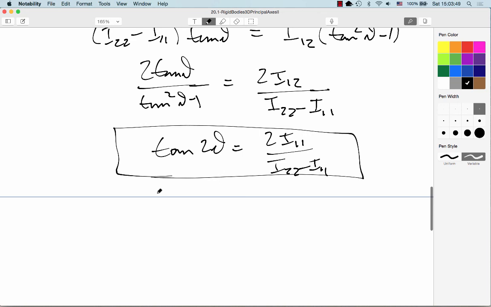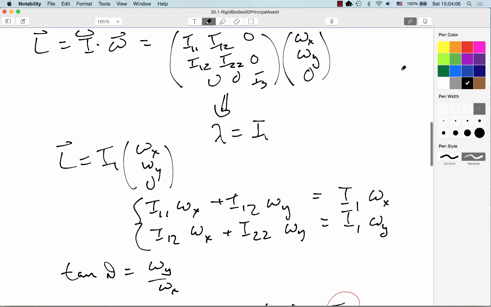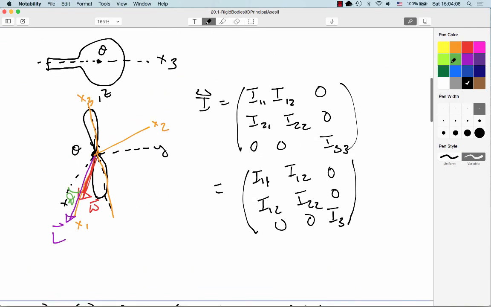So there you go. If it's screamingly obvious where your x3 axis has to point, just pick an x and y that you understand, and then this will give you the angle off of x and y that your principal axes have to point. Theta.